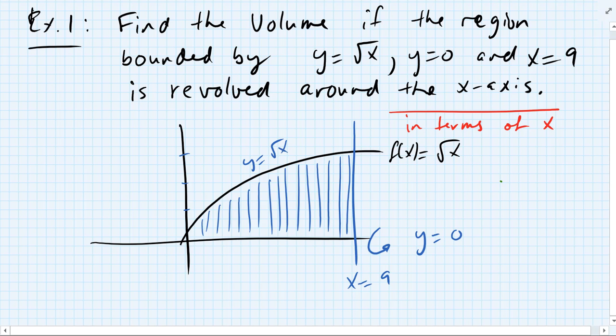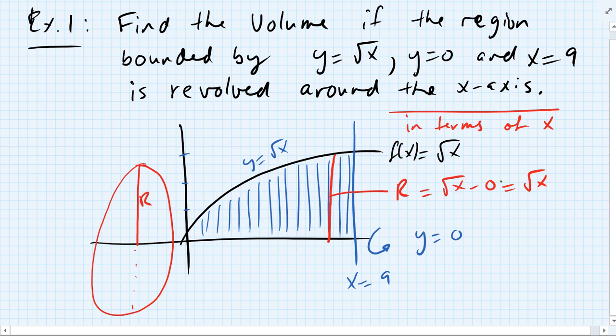We're going to take one cross-section, just one cross-section. That's going to be our radius. What is our radius equal to? It's equal to the square root of x minus 0, which is equal to the square root of x. Draw a cross-section. That's our r. We're going to revolve it around the x-axis. That's a circular cross-section. The height of the cylinder is delta x, right? And we know r is the square root of x.